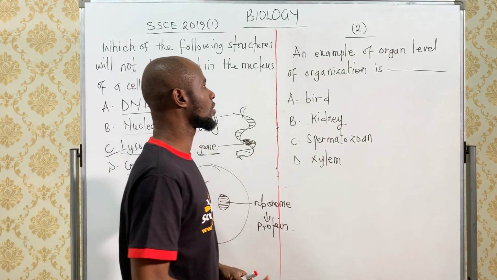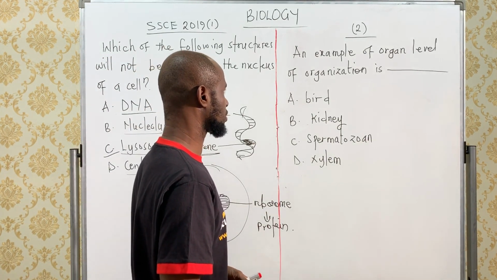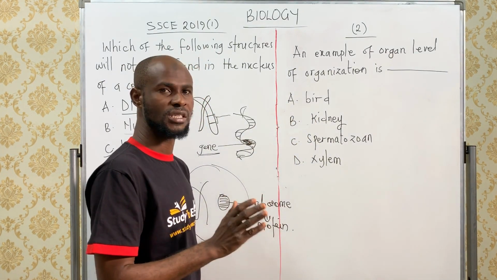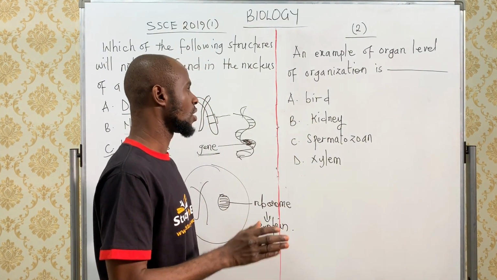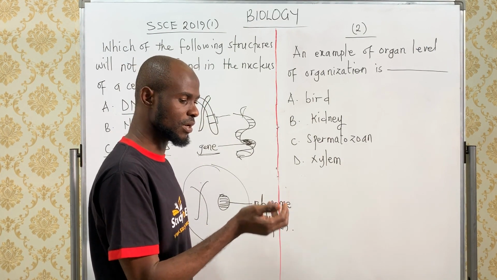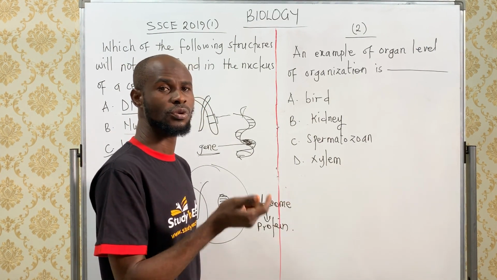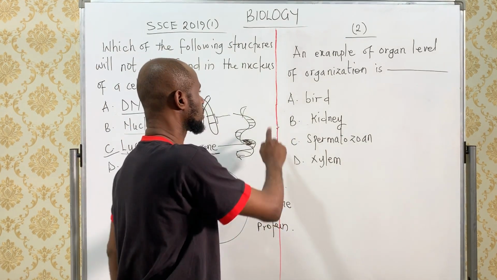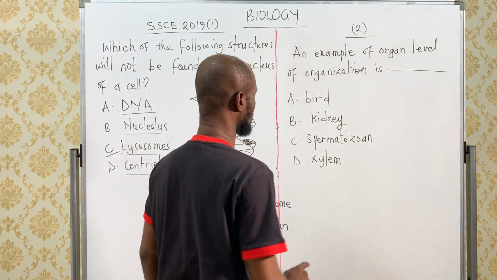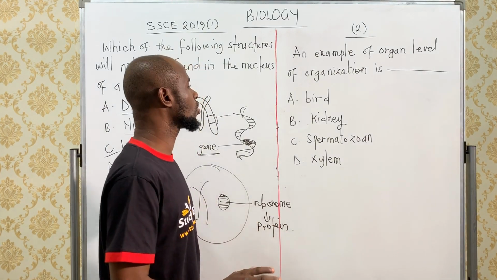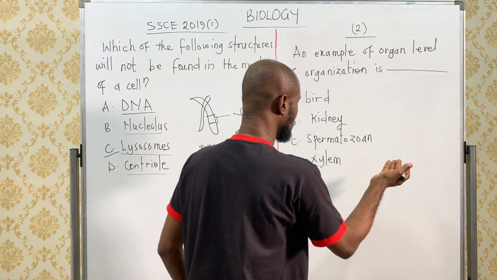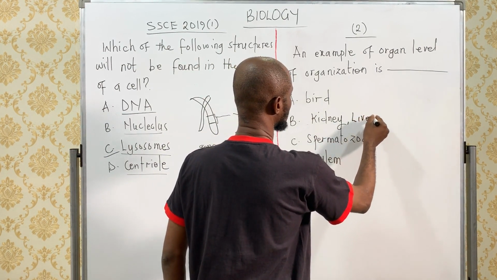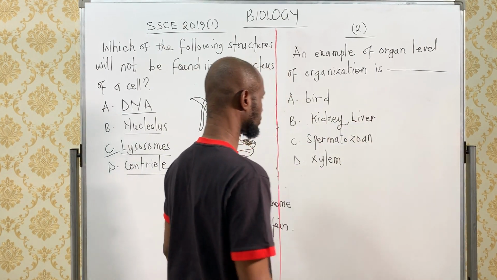So we have the lysosome as our answer. Now, an example of organ level of organization is a bird? The bird is not an organ. The bird is a typical complete organism, which is formed from cell to tissue, from tissue to organ, from organ to system, from system to a complete bird. So it's not an organ. The next option is kidney. The kidney is an organ. Let's mention other organs. Yes, we have the liver. It's also an organ.